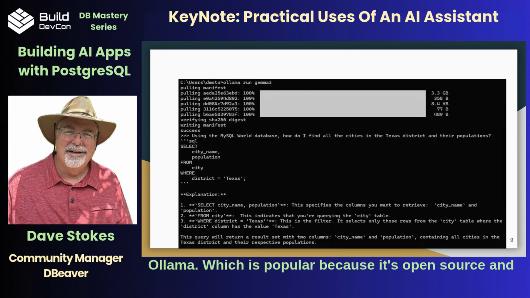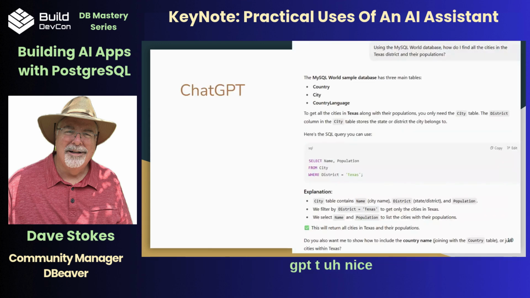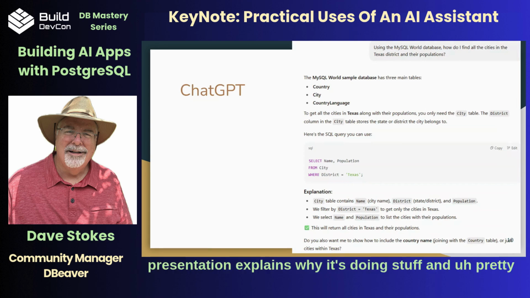Ollama, which is popular because it's open source and you can run it locally on your machine. You don't have to send your data all over the internet, hither, tither, and yon. With Ollama, I gave it the same prompt, and it came back with this query, which is very much like the first query. It's not doing like Google did and asked for the country. Very, very good. Same class as the first example. ChatGPT, nice presentation, explains why it's doing stuff, and pretty good.